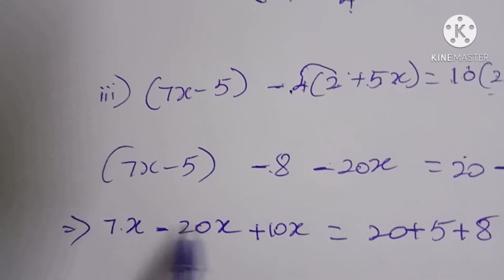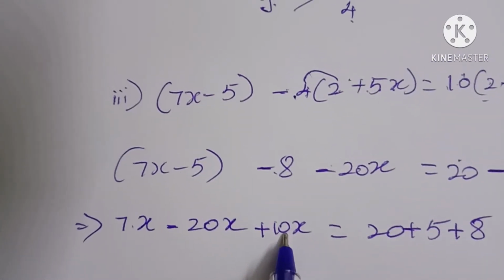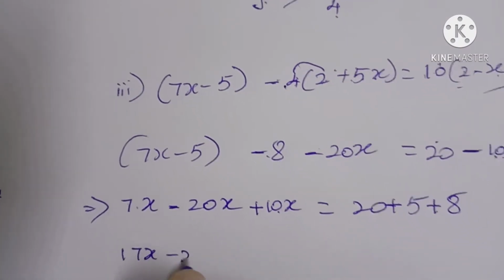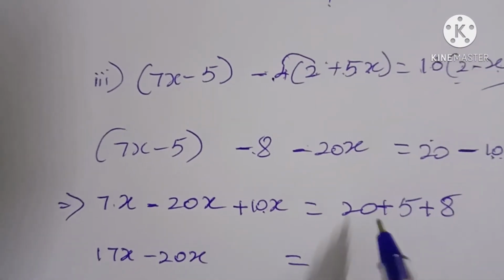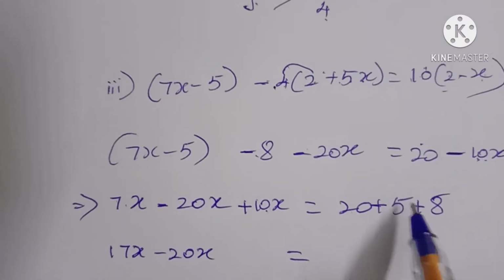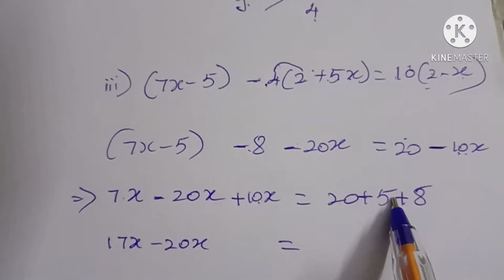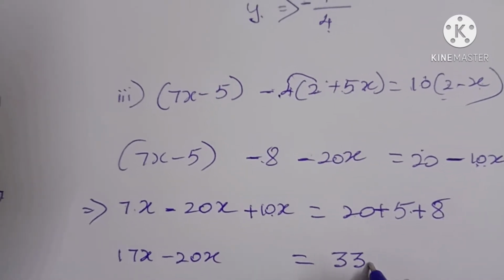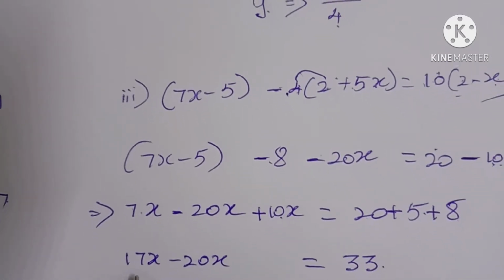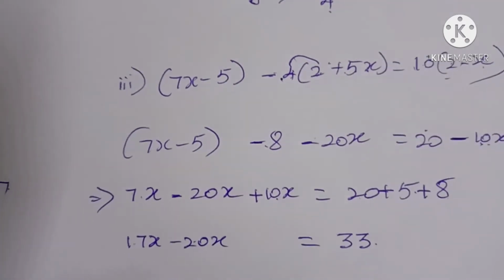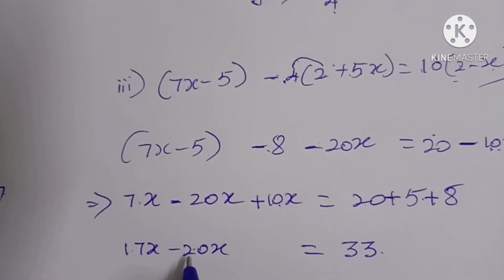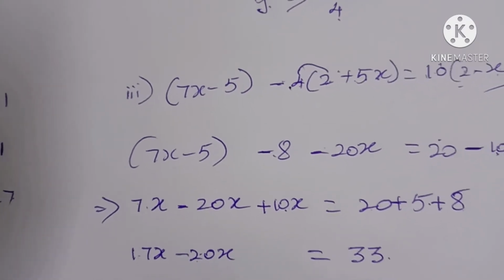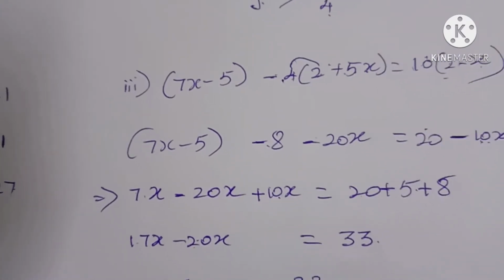Therefore first add the positive numbers. 10 plus 7 is 17. 17x minus 20x, which is equal to 20 plus 5 is 25. 25 plus 8 is 33. Then plus and minus is minus. Therefore 20 minus 17 is 3x, and the greater number sign is minus.